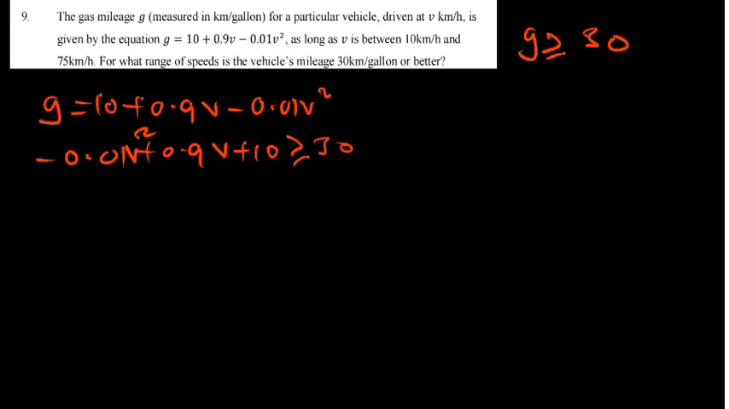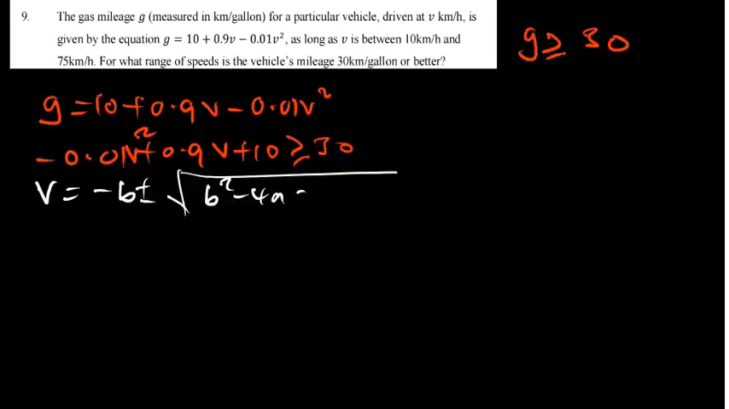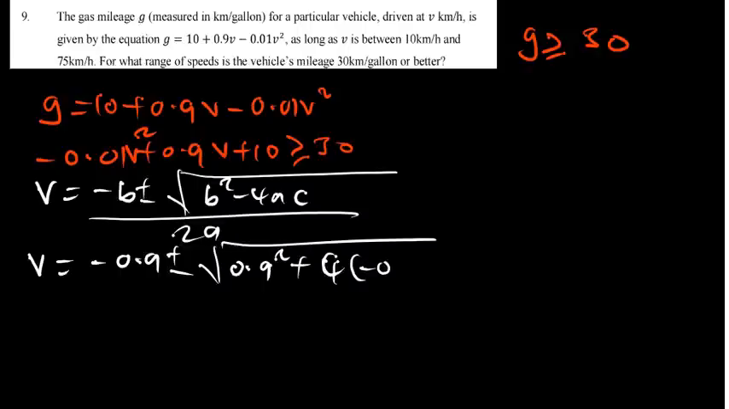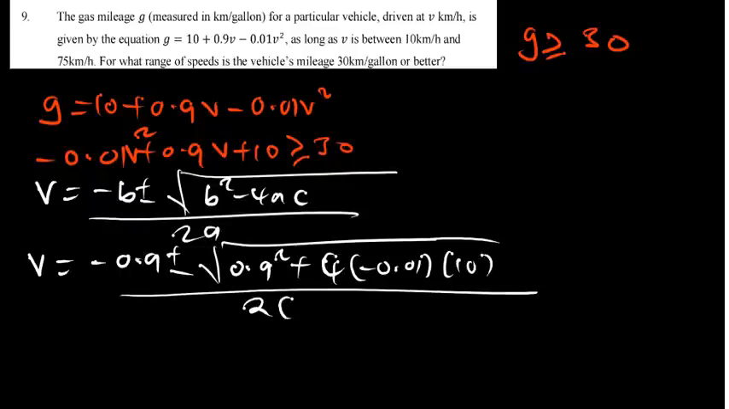I know that I cannot factorize this using the factorizing method. I can just use the quadratic formula, where V is going to be negative B plus or minus the square root of B squared minus 4AC, divided by 2A. So my V will be, B in this case is negative 0.9 plus or minus the square root of 0.9 squared plus 4, our A is negative 0.01, our C is 10. We divide this by 2 times A, which is negative 0.01.